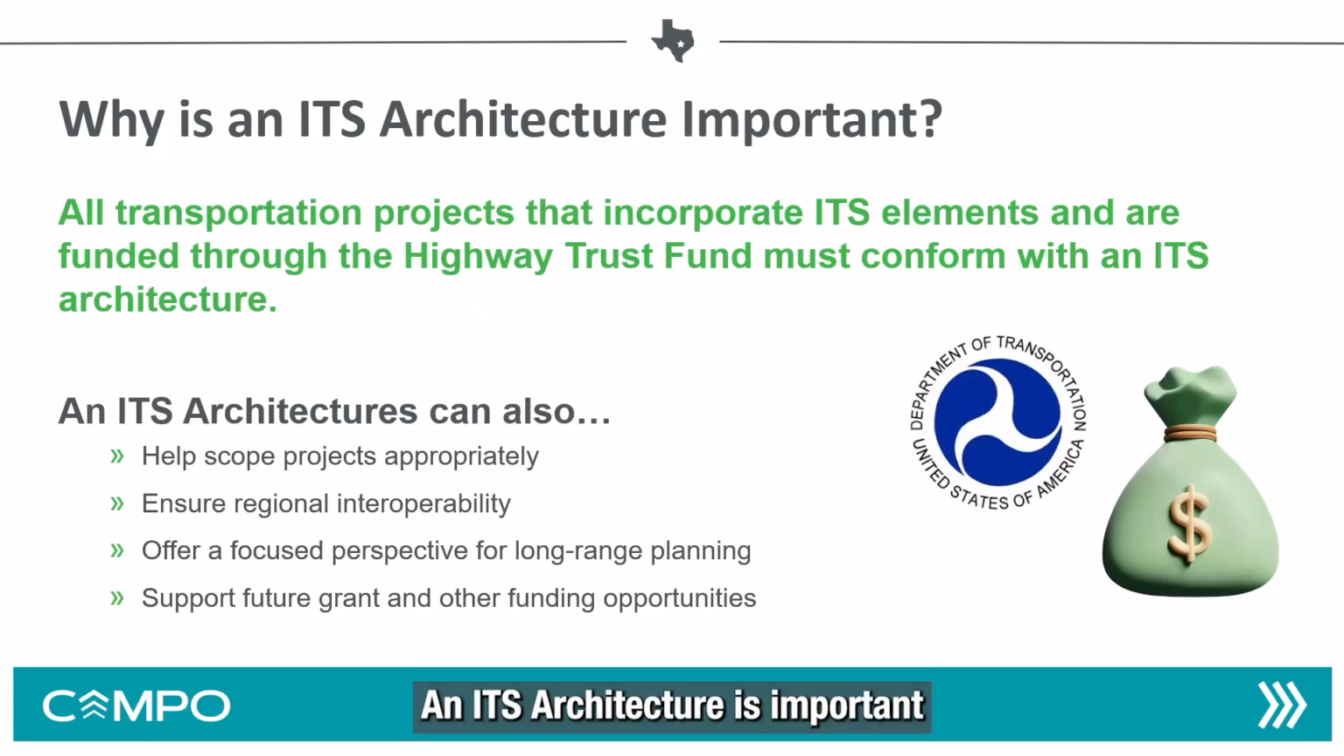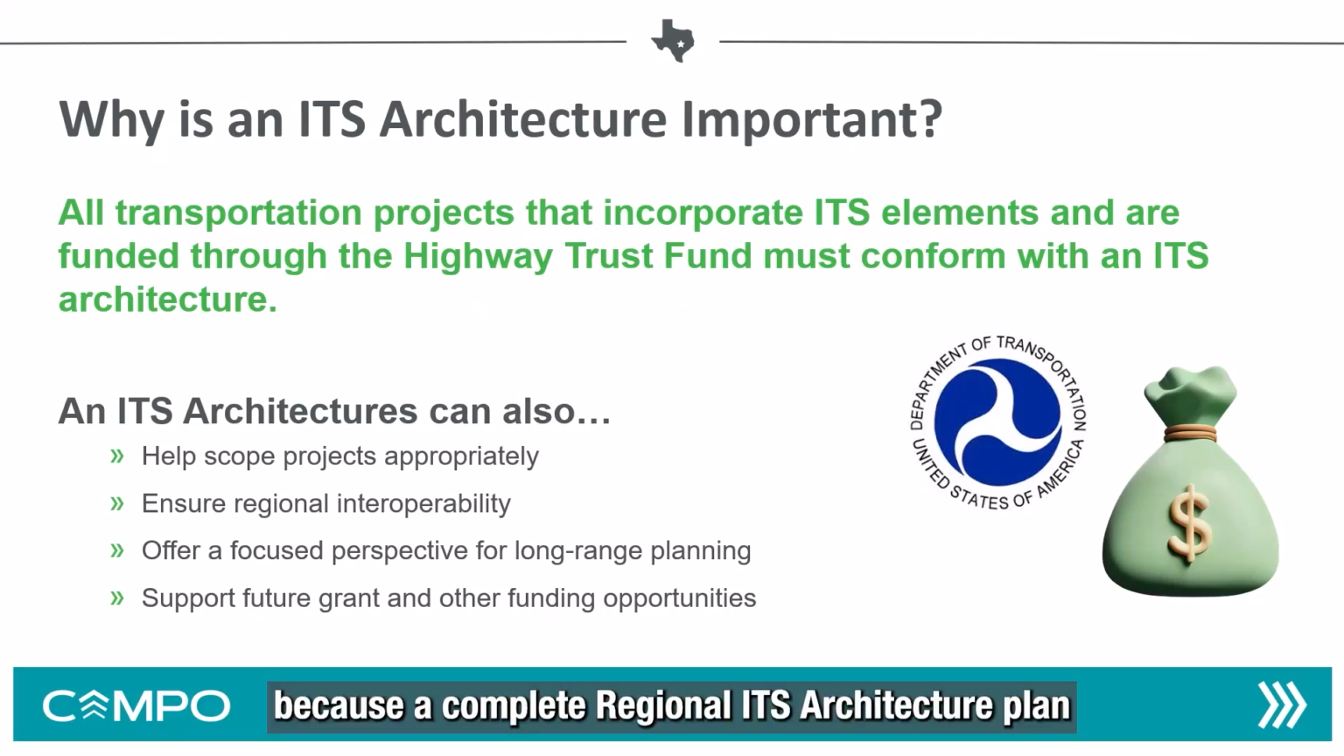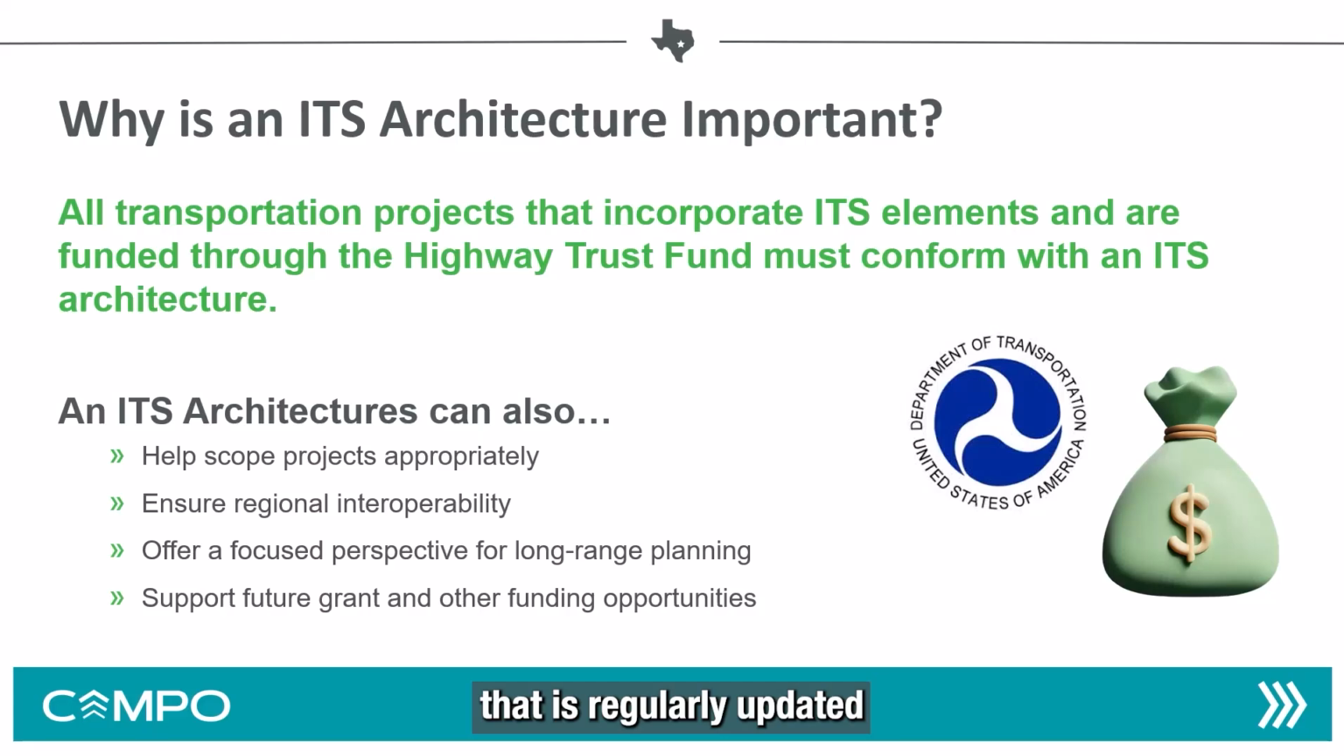An ITS architecture is important because a complete regional ITS architecture plan that is regularly updated is required by the Federal Highway Administration and the Federal Transit Administration to use federal funds for ITS projects in Central Texas. An ITS architecture can also help scope projects appropriately and support future grant and other funding opportunities.